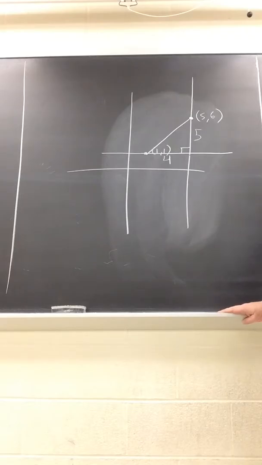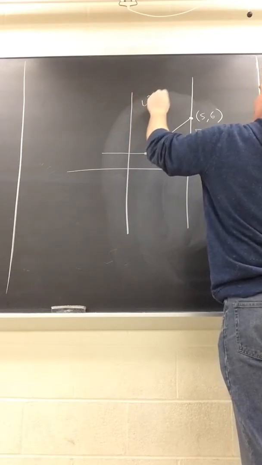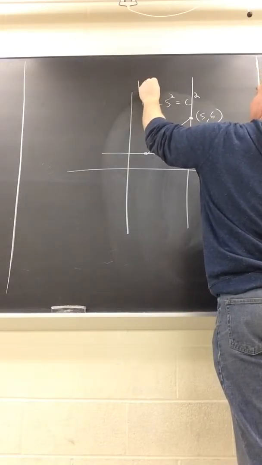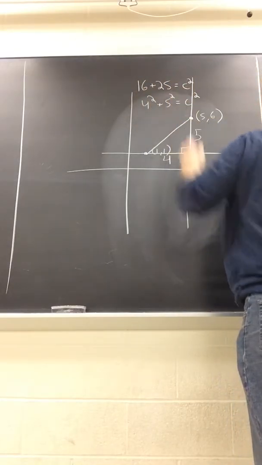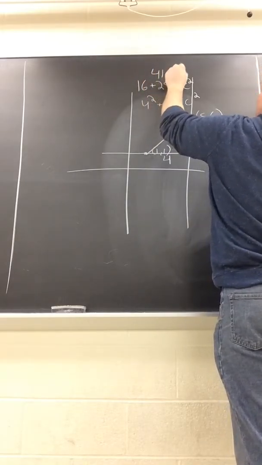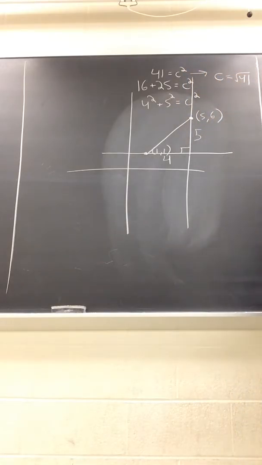Now I have 2 sides of the triangle. Pythagorean theorem tells me the third side. 4 squared plus 5 squared equals c squared. 4 squared is 16, 5 squared is 25. 16 plus 25 is 41. So I get 41 equals c squared, square root both sides, and you get c equals the square root of 41. And you're done. As far as it goes, that will always work to find the distance between 2 points. Draw a triangle, Pythagorean theorem, and done.